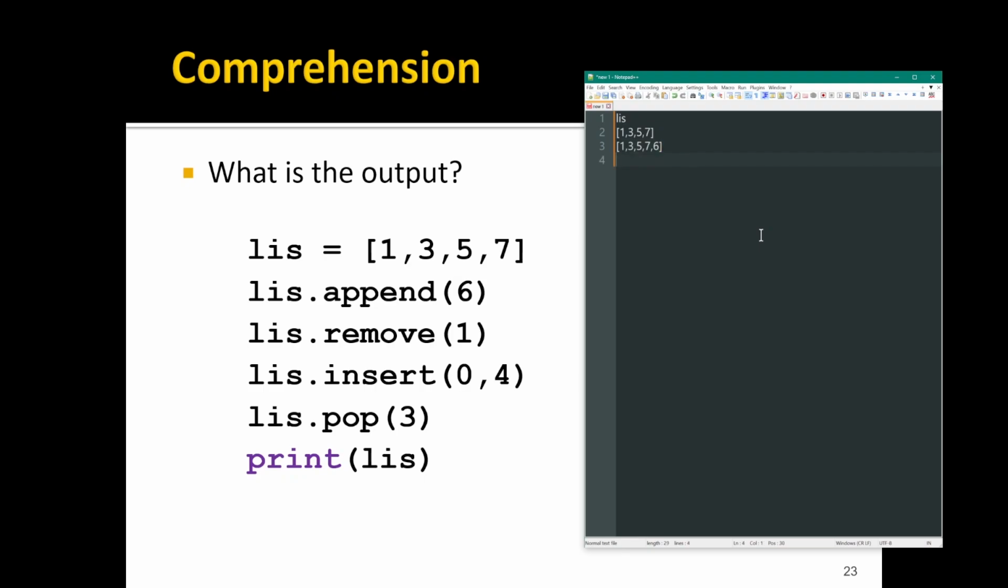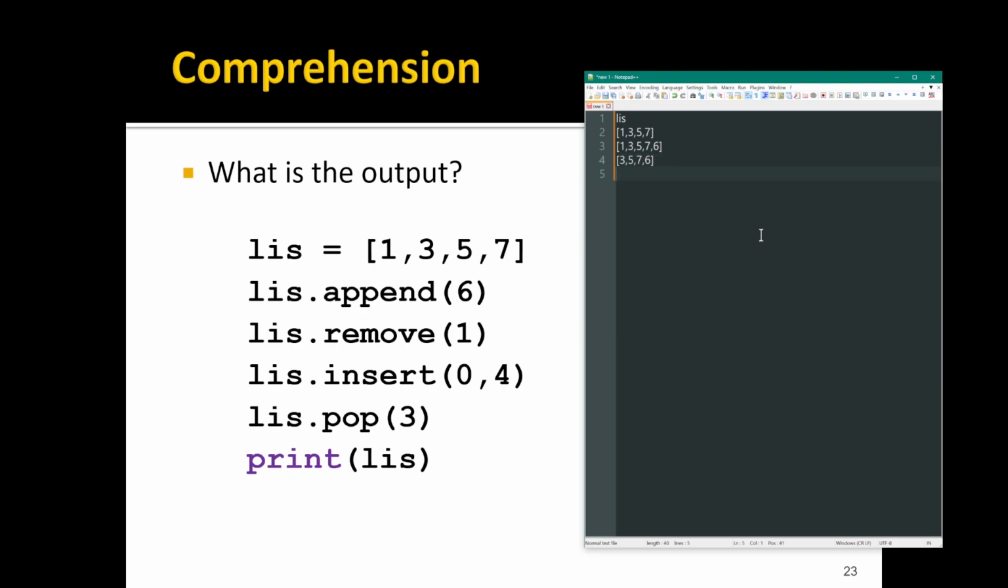The next line says list.remove(1). Now remember, remove means remove the value 1, not the item at index 1. So we go looking through our list and we find 1 is at index 0. So it would have been different. If we used the index, it would have removed the 3 instead. But with remove, it's always the value. So in this case, it says remove the 1, and our list now looks like 3, 5, 7, and 6.